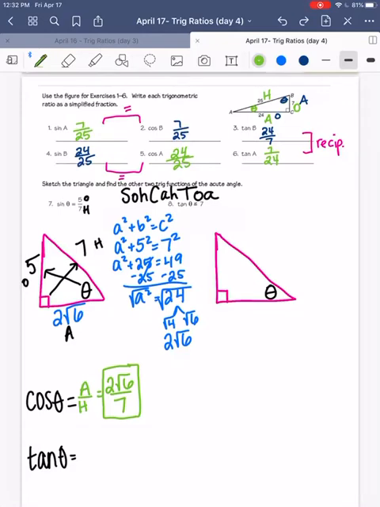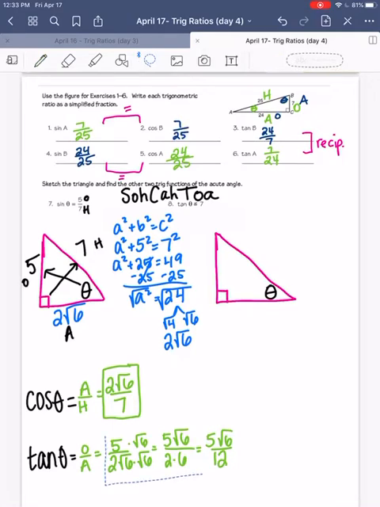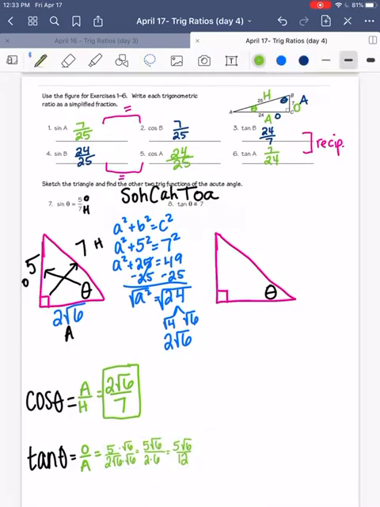All right, then tangent is O over A. Our O side is 5, and our A side is 2 root 6. And hopefully you should say to yourself, can't leave it like that. So we're going to times by root 6 on the numerator and denominator. And we'll have 5 root 6 over 2 times 6, which should give me 5 root 6 over 12. Okay? I'm going to make this a little smaller just so I can fit the other stuff. Okay, so I hope that might clear up any misconceptions we had with that homework, okay?